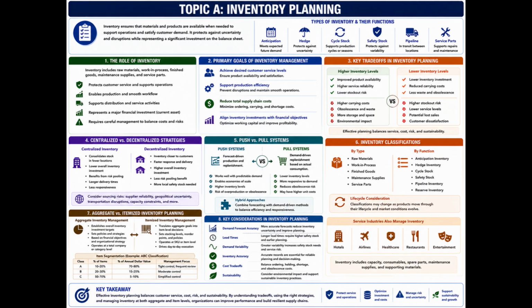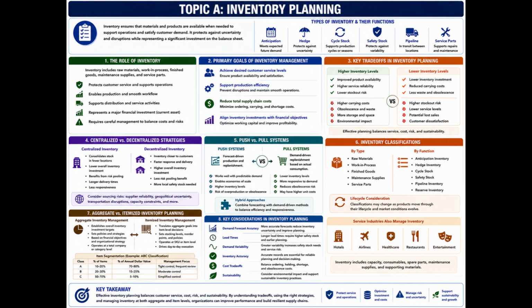Inventory may be categorized as raw materials, work in process, finished goods, maintenance supplies, or service parts. Additional classifications include anticipation inventory, hedge inventory, cycle stock, safety stock, pipeline inventory, and reserve inventory. Inventory classifications may change throughout a product's life cycle as demand patterns, market conditions, and operational requirements evolve.